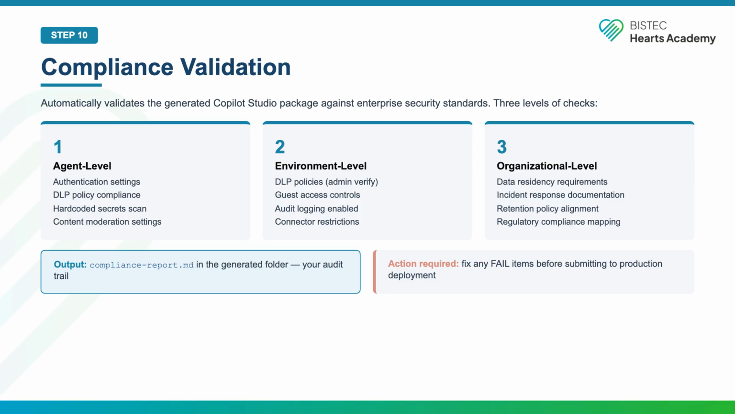Organizational-level checks are the broadest category: data residency requirements, incident response documentation, retention policy alignment, and regulatory compliance mapping. These are documentation requirements that a human must confirm exist. The output is compliance-report.md, stored in the generated folder. This is your audit trail. Fail items in the report must be resolved before any solution goes to production. Compliance is a required step, not an optional review.